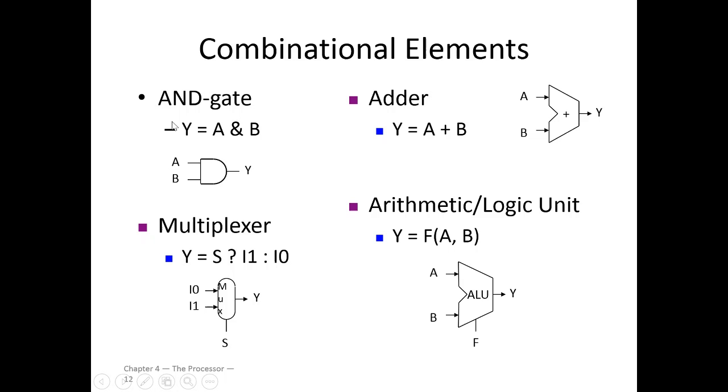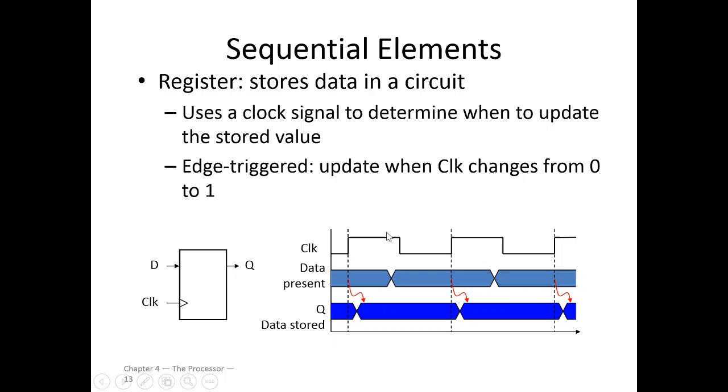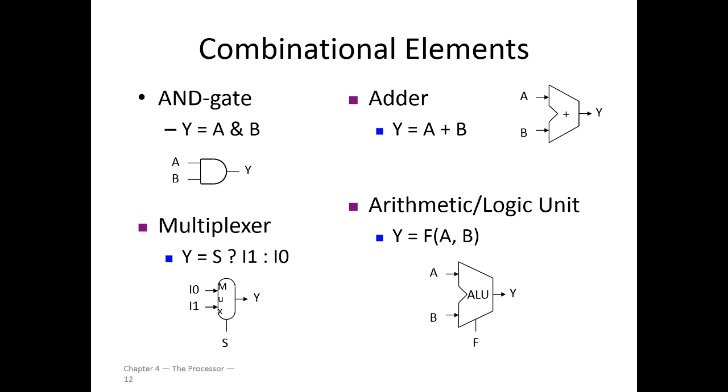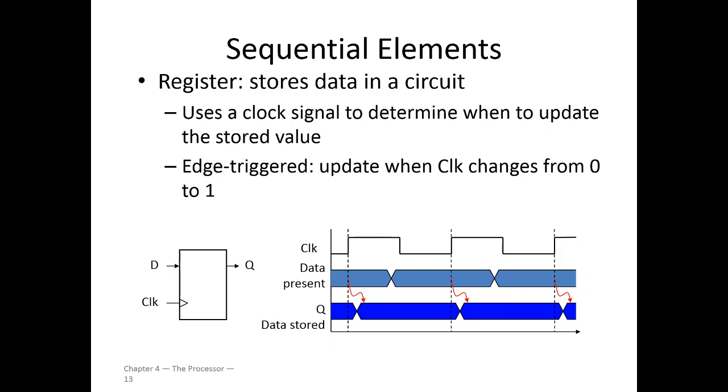This is a PowerPoint issue. This should be a little block. That's not a minus y, okay? And then this is what an adder does, what an AND gate does, and what a multiplexer does, so it chooses paths. And arithmetic logic performs some function, because you can do multiple things within the ALU. So those are combinational elements. Here are sequential elements.